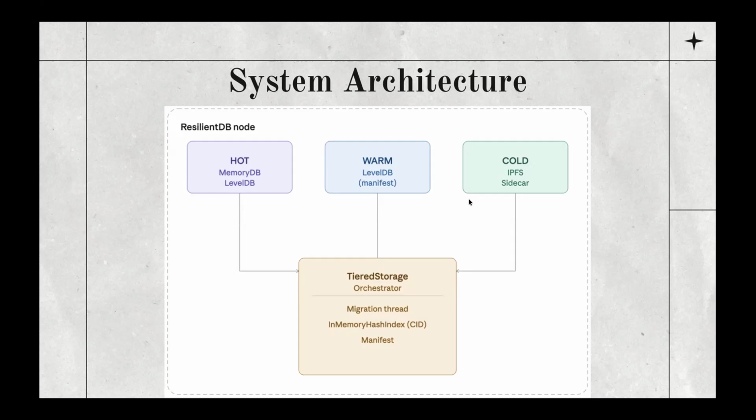And this is within each node. Each node will have its own memory DB or LevelDB instance, its own manifest, and its own IPFS sidecar. The IPFS on a node is attached to its own node as a sidecar. So all communications happen from here to here. It does not talk to the IPFS of other nodes, and it does not depend on that either.